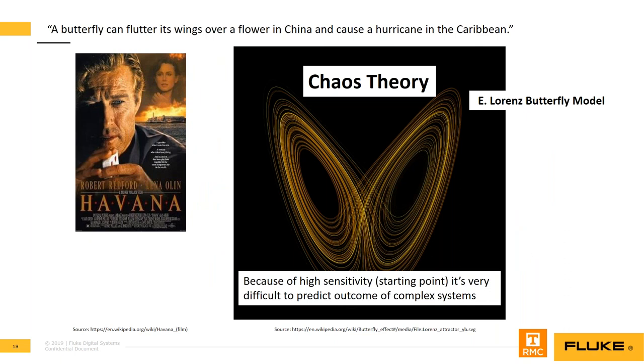I've talked about this a couple times, but I think it's so critical. There was a quote way back in a really old movie with Robert Redford, Havana: as a butterfly can flutter its wings over a flower in China and cause a hurricane in the Caribbean. Well, I always want to say that went viral. There was no viral back then, but everybody quoted that. It was on the news. It was used in other movies and so on. It was used on TV shows.